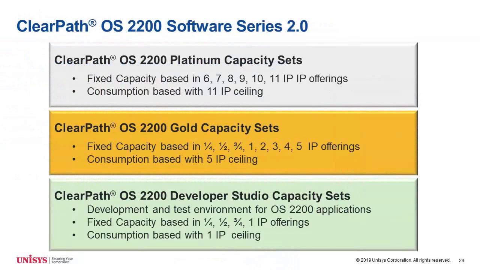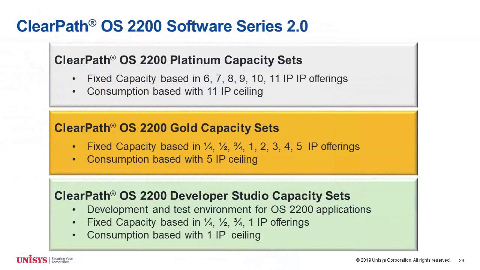For the Gold capacity set, a little bit smaller capacity, we start off with a fractional IP actually. You can run from a quarter through a full IP and then increments of 1 through 5 IPs in the OS 2200 Gold fixed capacity licenses. Again, trying to parallel some of our Dorado 4000 levels that we've had in the past. Similarly, we have a consumption model which has a 5 IP ceiling. Again, pay for use based on the IP utilization over a reporting period.